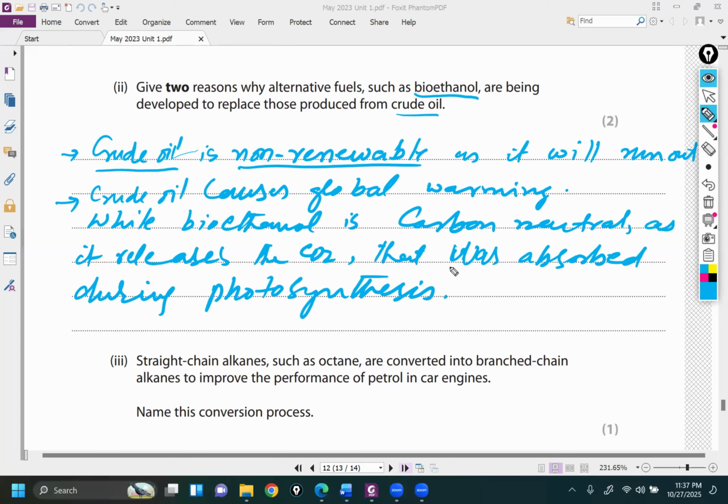So the amount of carbon dioxide absorbed by the plant during photosynthesis is equal to the amount of carbon dioxide released when the bioethanol made from the plant is combusted in cars, factories and vehicles.